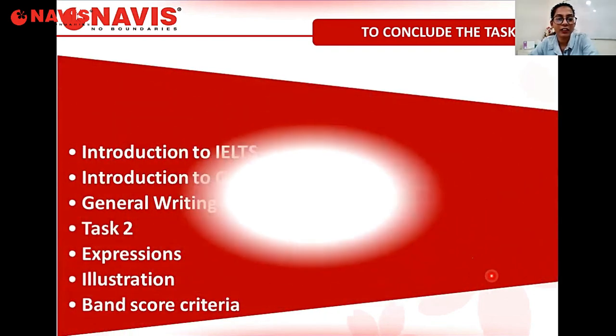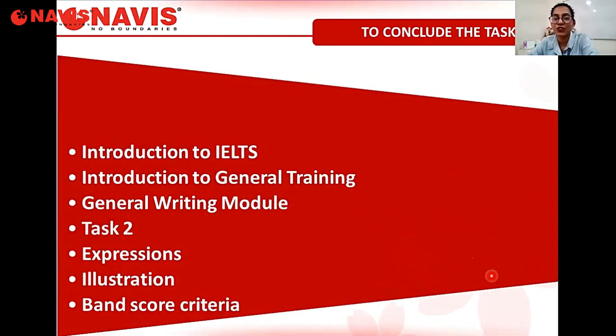So to conclude, we began with the introduction to IELTS, and then we further studied the introduction to the general training module, and then the general writing module, after which we also looked into task 2 with certain expressions, and then we had some examples, and then we had the band score.